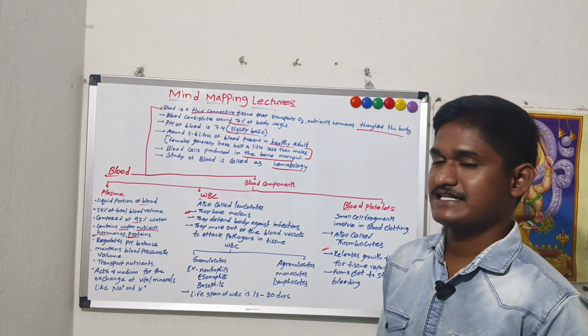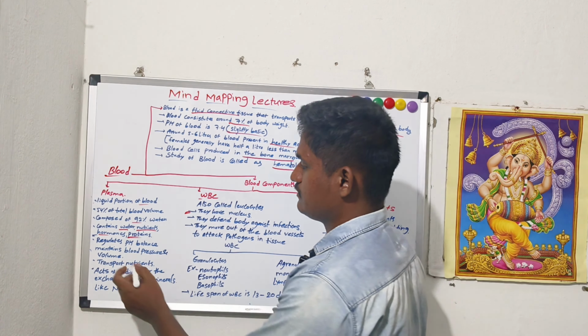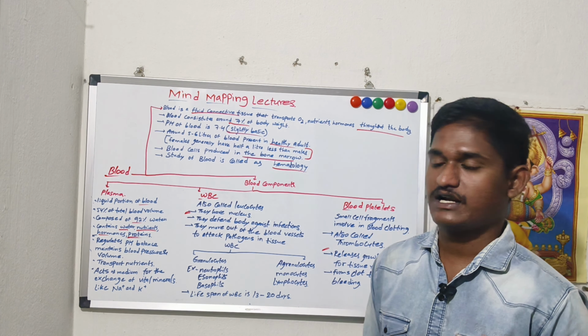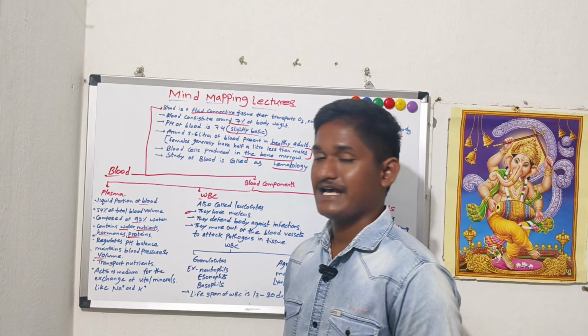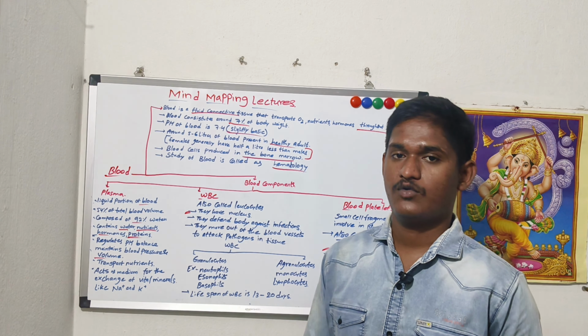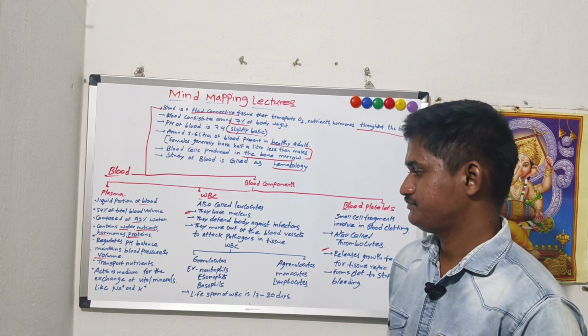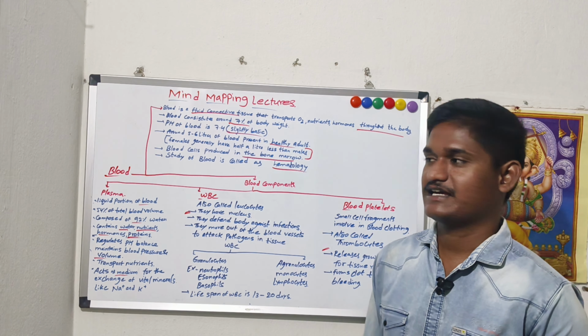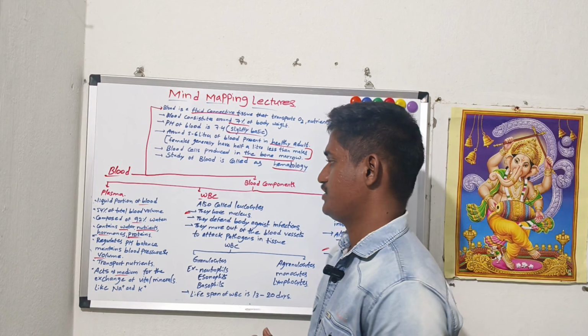The functions of the plasma are: it regulates the pH balance and it maintains blood pressure and volume. Plasma transports nutrients such as proteins, hormones and minerals. Plasma also acts as a medium for exchange of minerals like sodium and potassium.